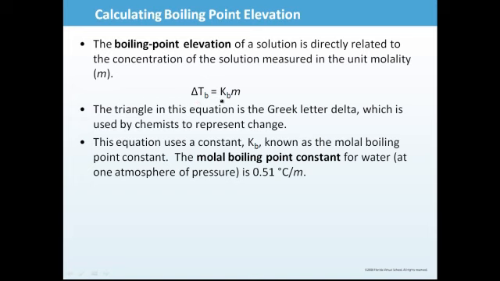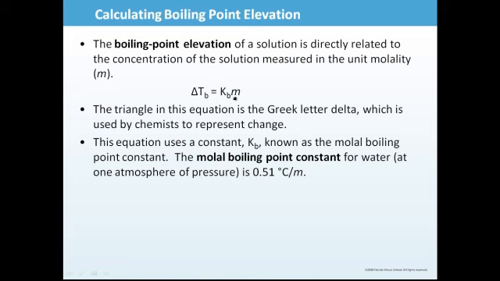K is the symbol we use for constant. So KB is the molal boiling point constant. If you look down here, the second bullet point, each substance has its own molal boiling point constant. Of course, most of our solutions that we work with are in water. So we did mention here that the molal boiling point constant for water is 0.51 degrees Celsius per molal. But again, every substance is different, so if you ever come across a practice problem where you're given a different solvent, be sure that you're using the correct KB. Don't just assume it's always water. Make sure you read the question.